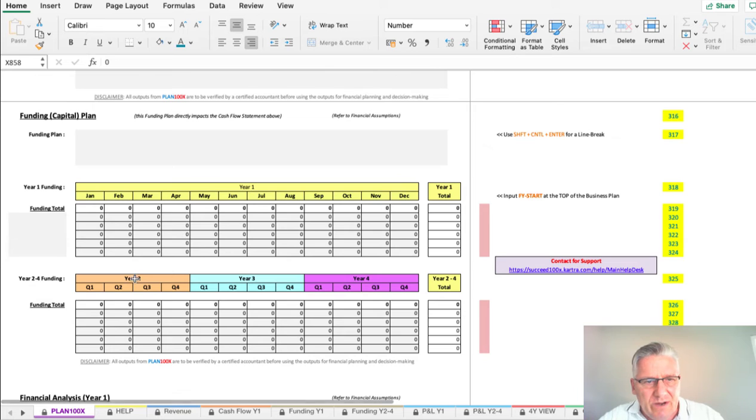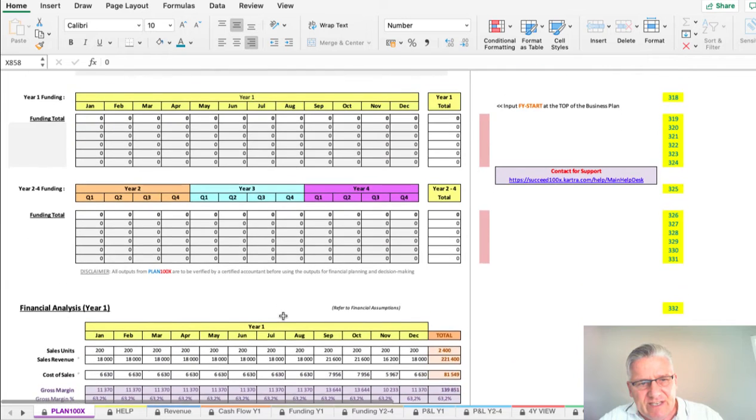That's for year 1. Obviously, we can also do it for years 2, 3, and 4 if we had problems with our cash flow in any of these years. We could put funding into the business from investors or banks.